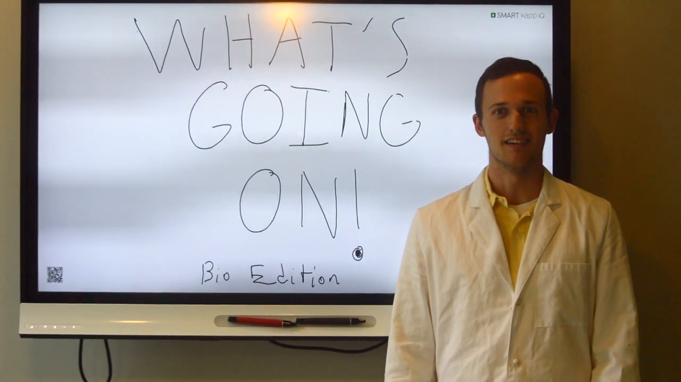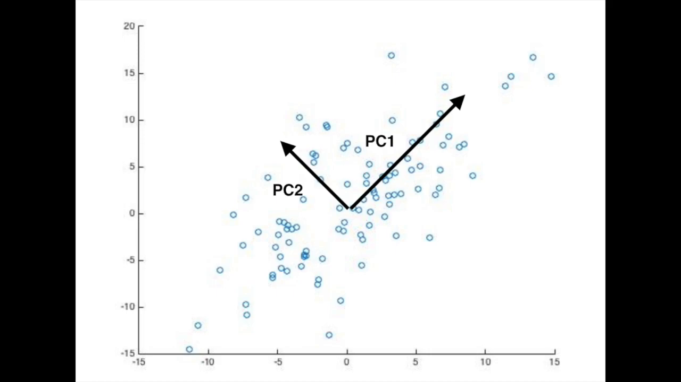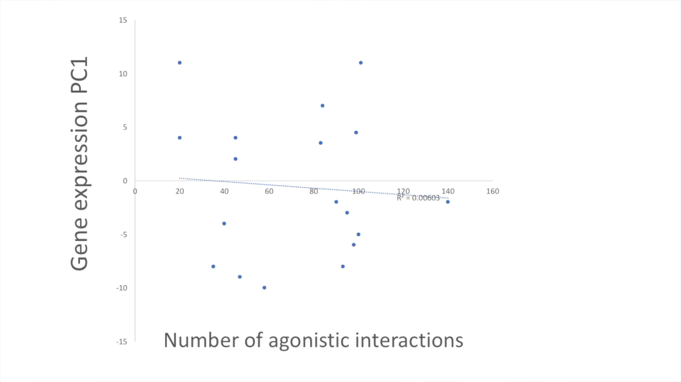Hello, I'm Riley from What's Going On. I'm going to walk you through the results of this study. Vectors principal component 1 and principal component 2 are uncorrelated orthogonal representations of our variables. In principal component analysis, principal component 1 has the most variance and therefore can account for the most variability within the experiment. In this experiment, principal component 1 is a linear combination of these gene expressions. As you can see, principal component 1 gene expression is unrelated to the number of agonistic interactions with an ANOVA test p-value of 0.944.